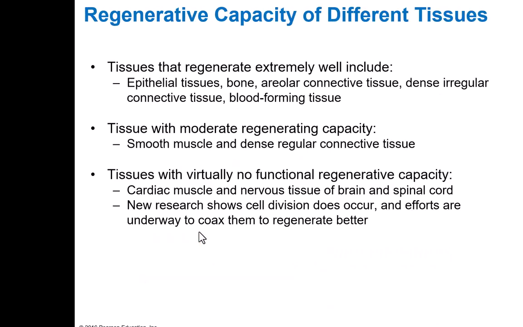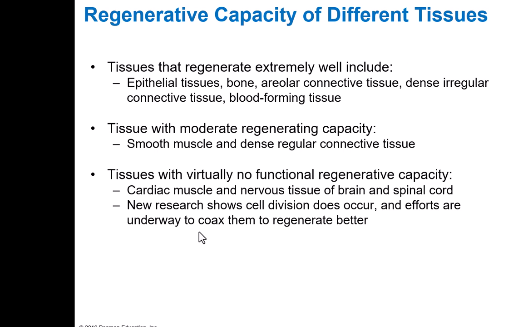All right, so the tissues that can regenerate: epithelial tissues, yes. Bone tissue, yes. Areolar connective tissue, dense irregular connective tissue, and blood-forming tissue. But those that are not so great at regenerating, they can do a little bit of regenerating, but they'll also do some fibrosis: smooth muscle and dense regular connective tissue. And then the tissues that have no regenerative capacity, they will always form a scar: cardiac muscle and nervous tissue. Once those cells are gone due to damage, they're gone.